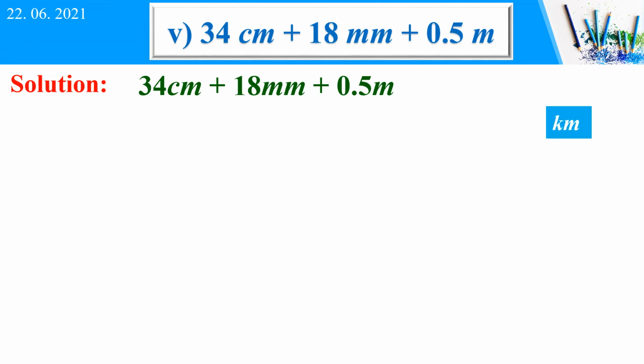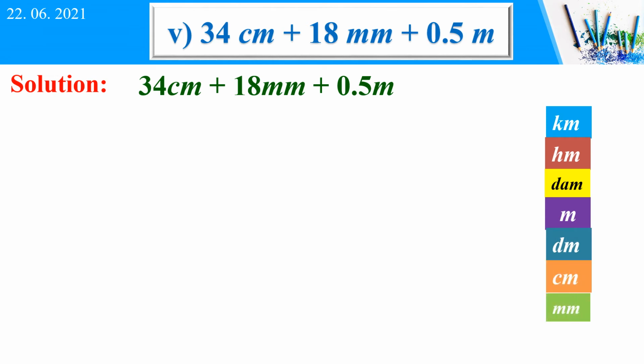The topmost one is kilometer, and next to that is hectometer, then decameter, then meter, then decimeter, centimeter, and finally millimeter. Kilometer is the largest unit and millimeter is the lowest unit. Lowest unit is the smallest unit. Kilometer is the largest unit.